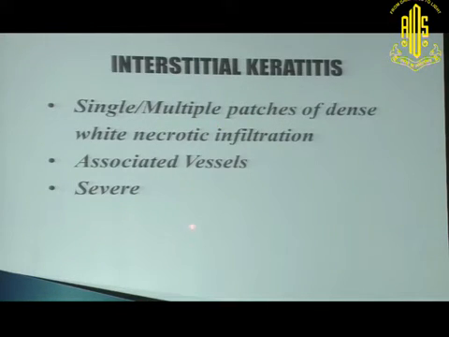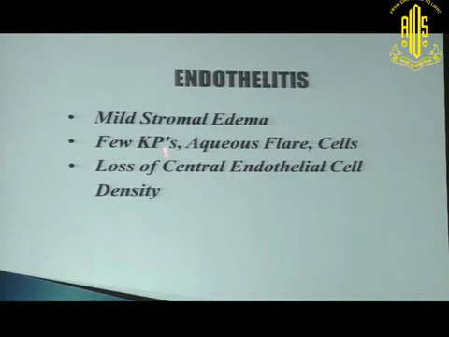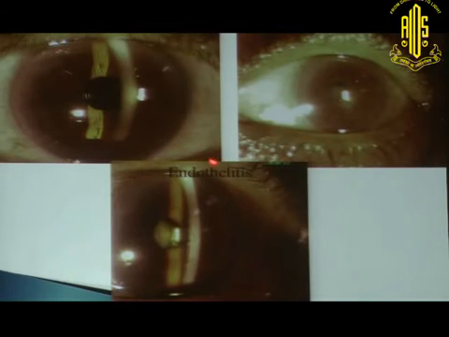Interstitial keratitis, you get associated vessels, that is a very severe form. When you get these vessels in the periphery, if you treat it and along with it there is also present an epithelial lesion, then this is a herpetic interstitial keratitis, the treatment being different. Endothelitis, you have a mild stromal edema, few KPs, and there is a loss of central endothelial cell density.